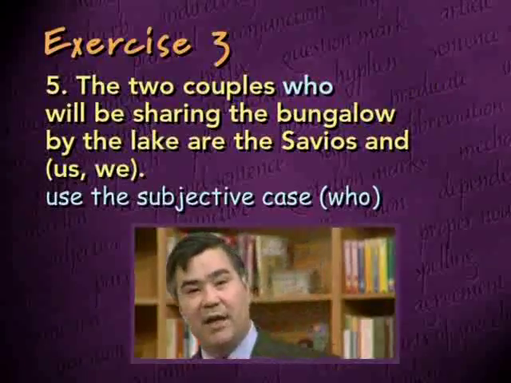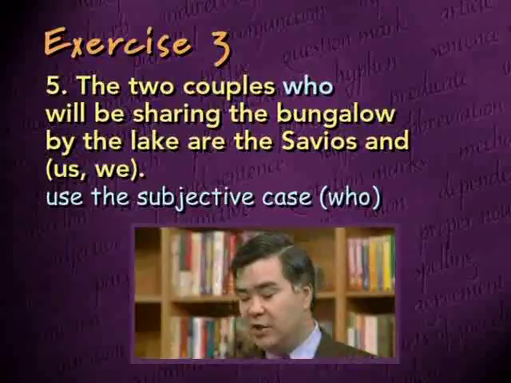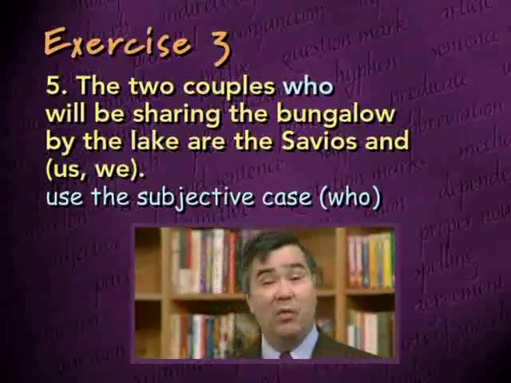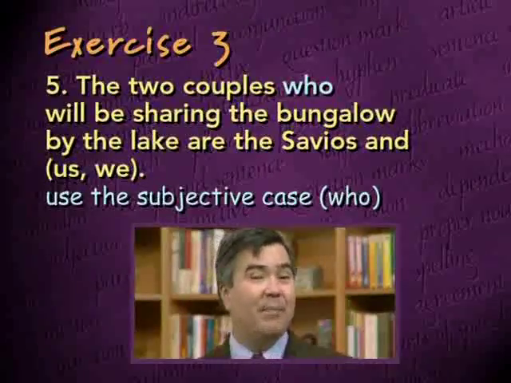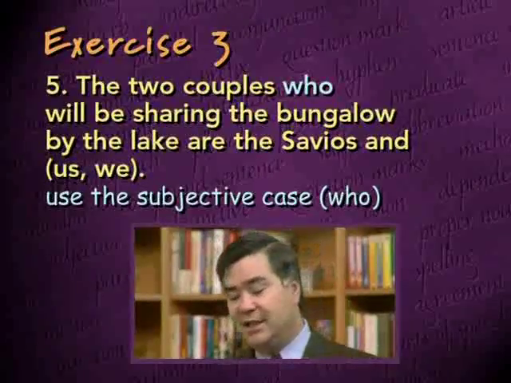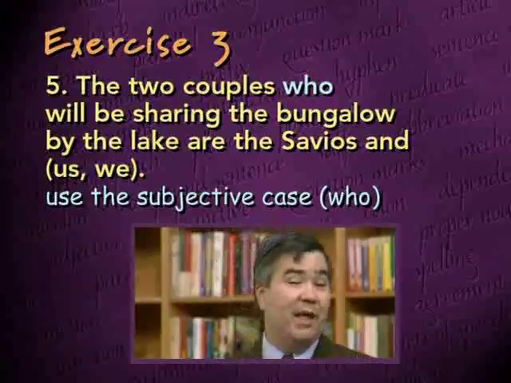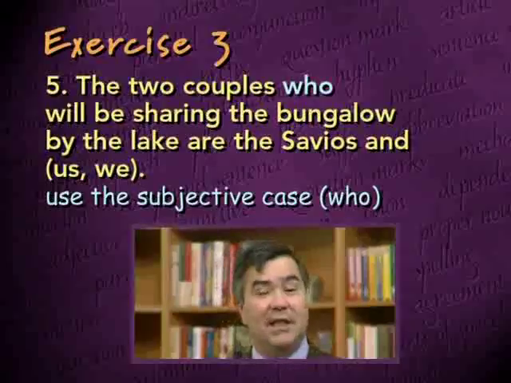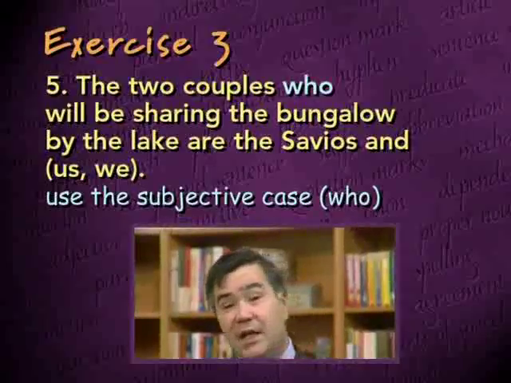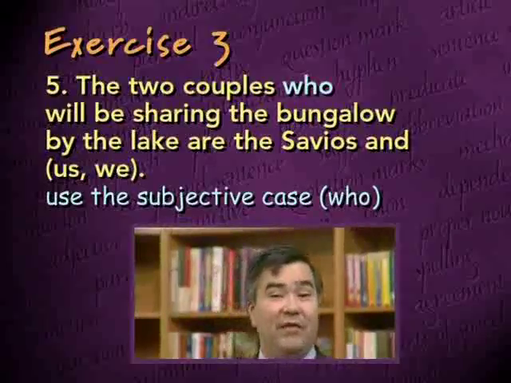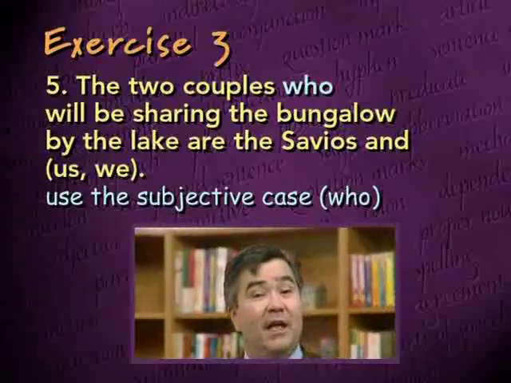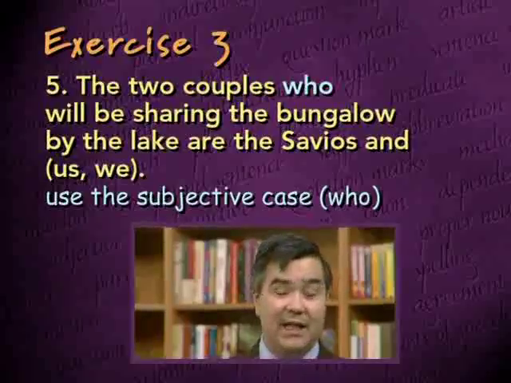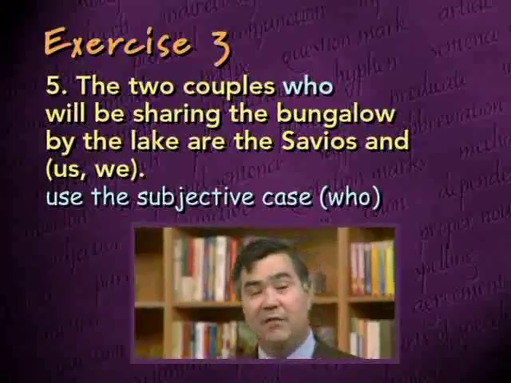Now, what about the pronoun at the very end of the sentence, us versus we? Well, the two couples are the Savios and us or we. Well, we have a compound situation here. It's the Savios and us or we, which may complicate this a bit. But remember, what we really need to figure out is whether this is a subject or an object. Now, remember that when you have a verb of being, what follows may be a subject complement. And that's what we have in this case. The verb of being is the verb are.